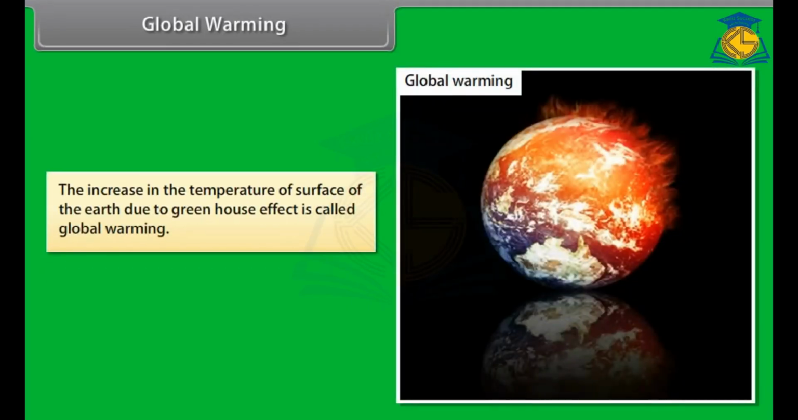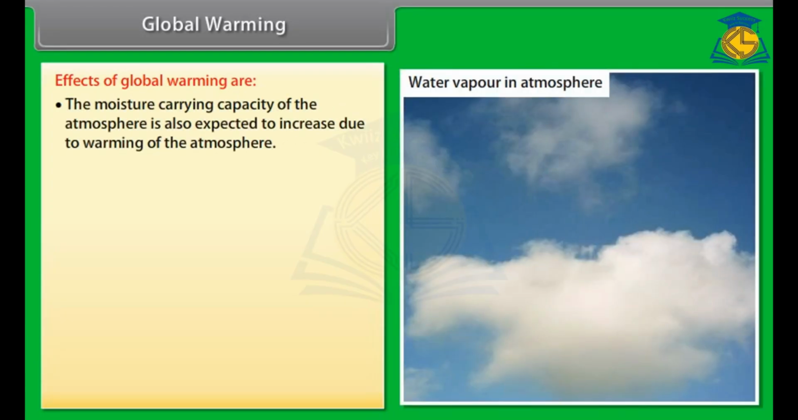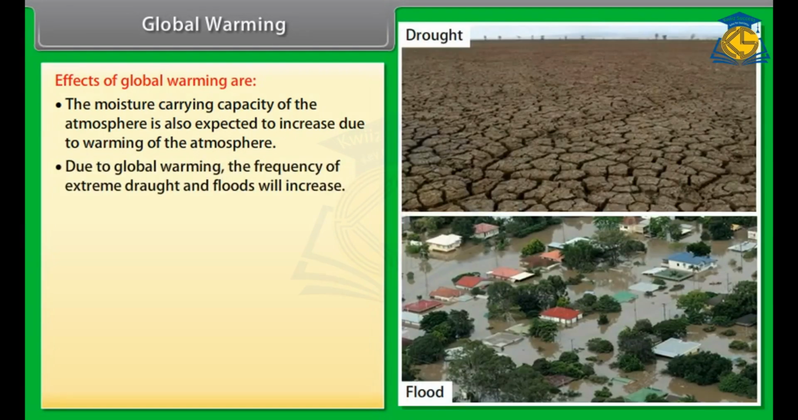The increase in the temperature of the surface of the earth due to the greenhouse effect is called global warming. Effects of global warming are: the moisture carrying capacity of the atmosphere is expected to increase due to warming of the atmosphere. Due to global warming, the frequency of extreme drought and floods will increase.